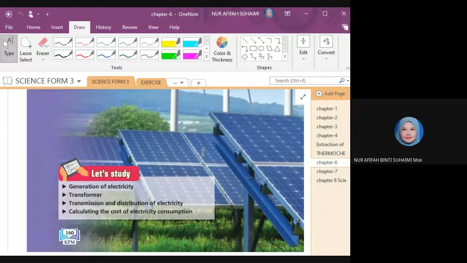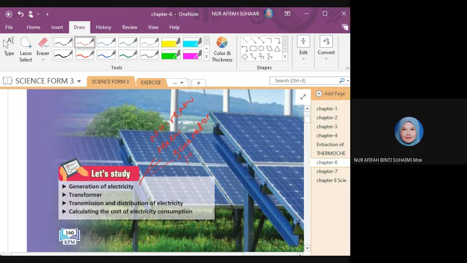Okay, for Form 3, continue about the electricity, transformer. Okay, generation of electricity, the sources of energy, renewable and non-renewable. Okay, and then how electricity is generated using generator. Okay, using generator. And then the type of power station.